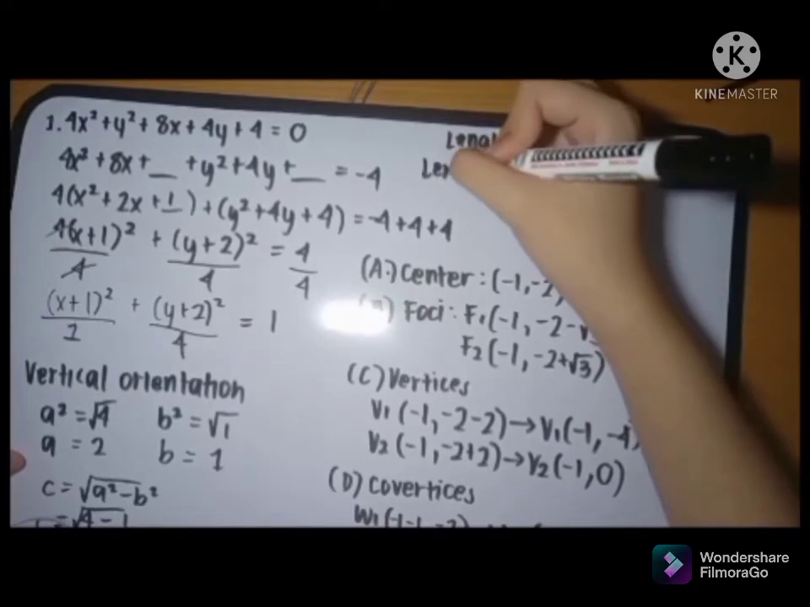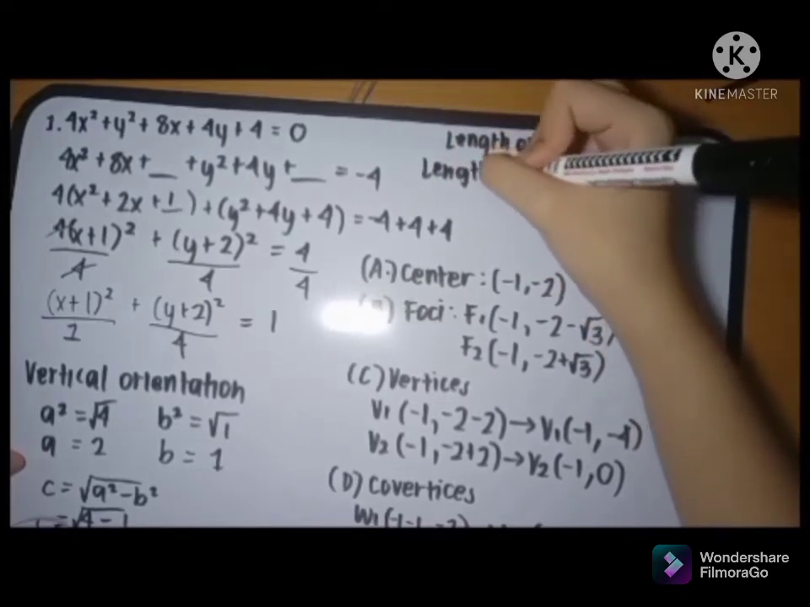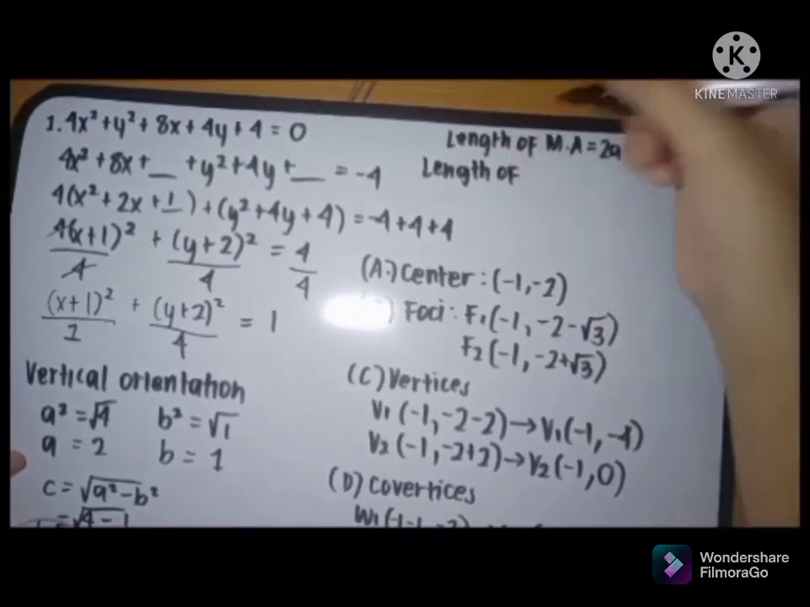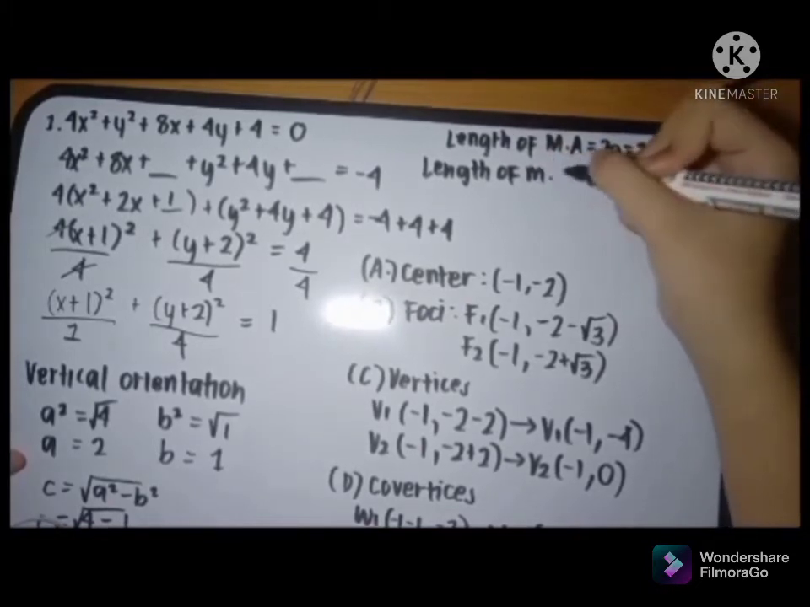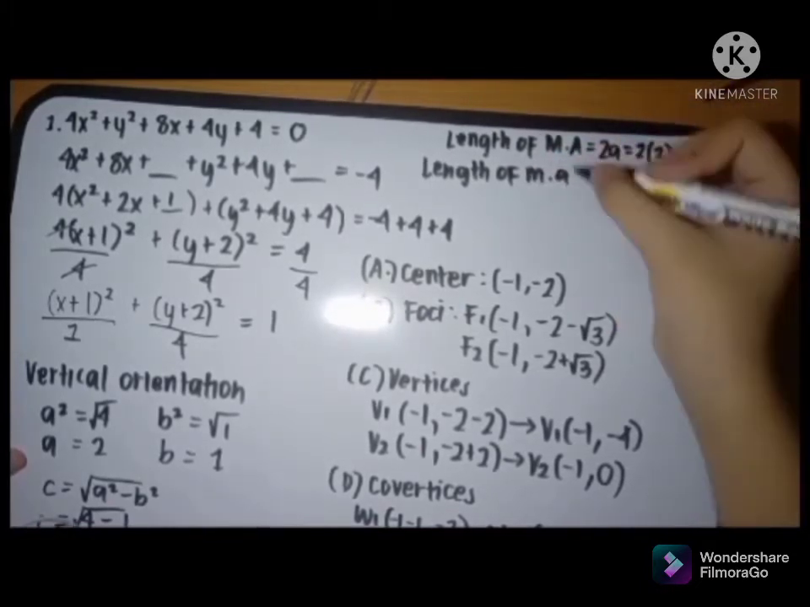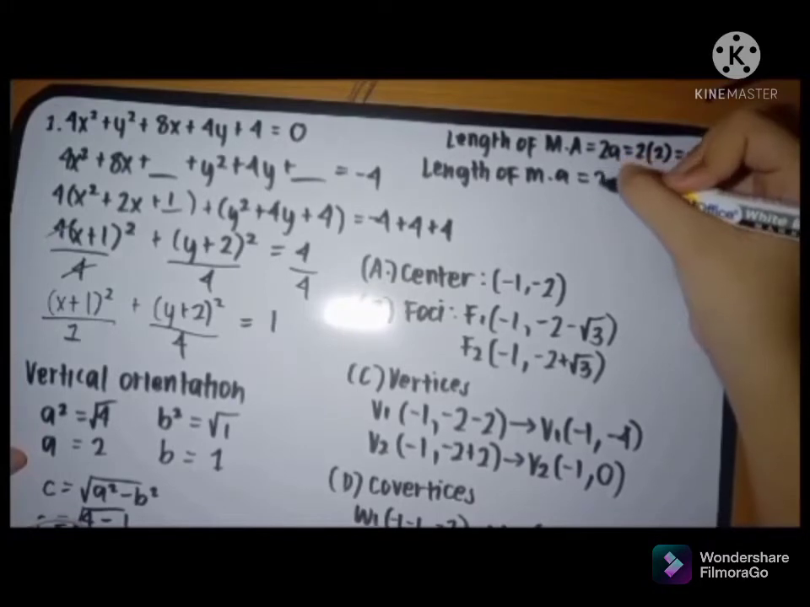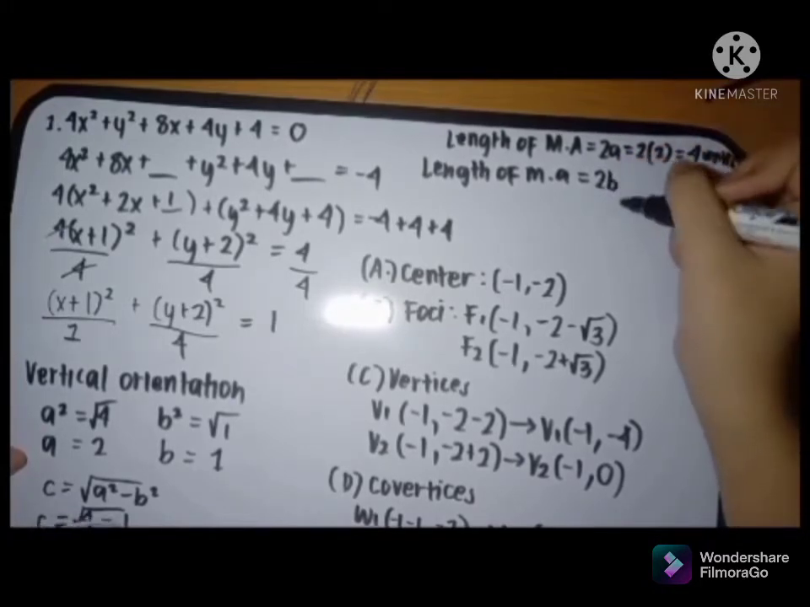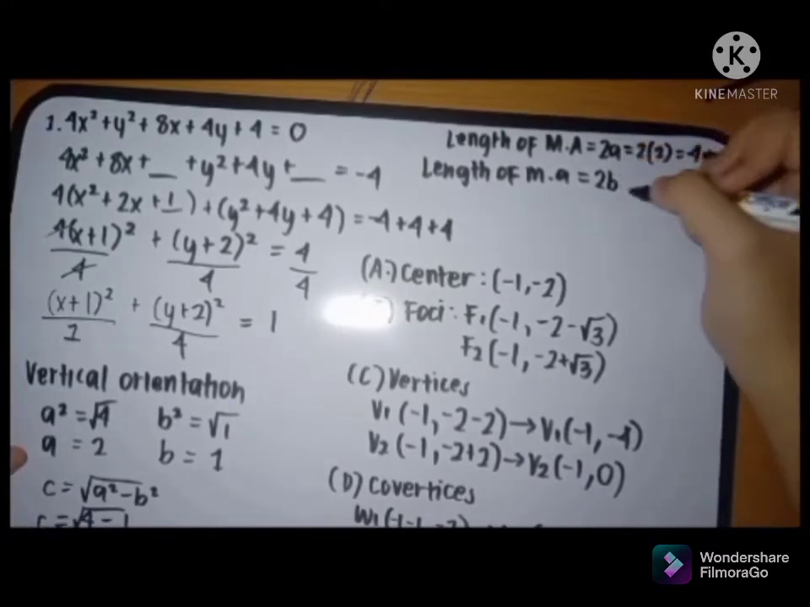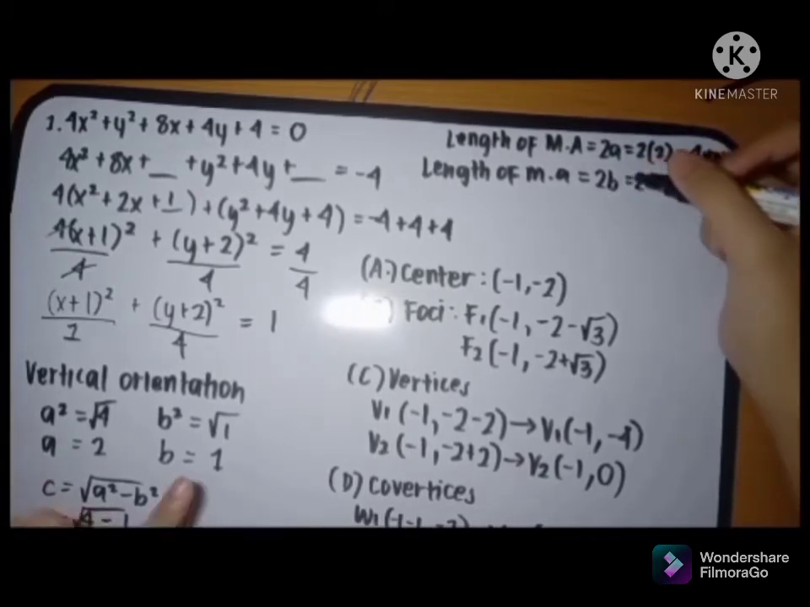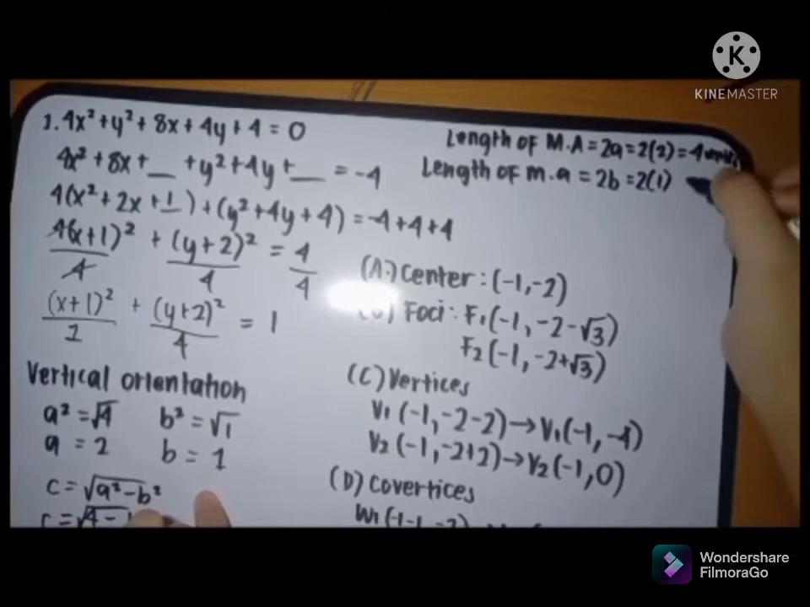Then next is the length of minor axis. So 2B. That is the formula to find the length of the minor axis. So 2, substitute the value of B, which is 1. 2 times 1 is 2 units.